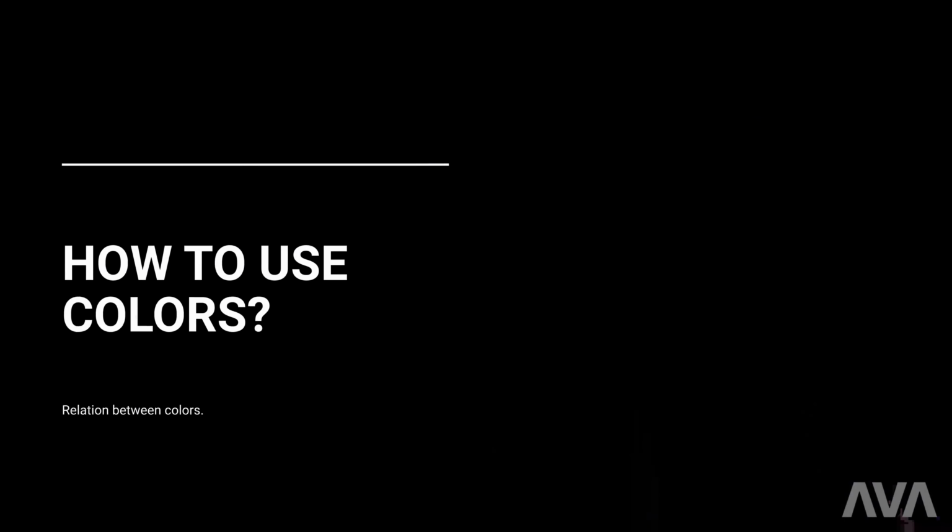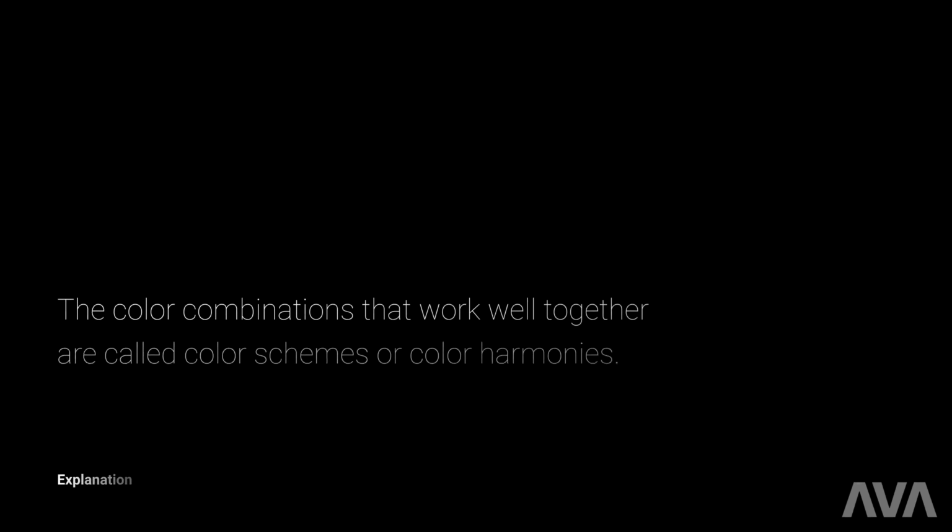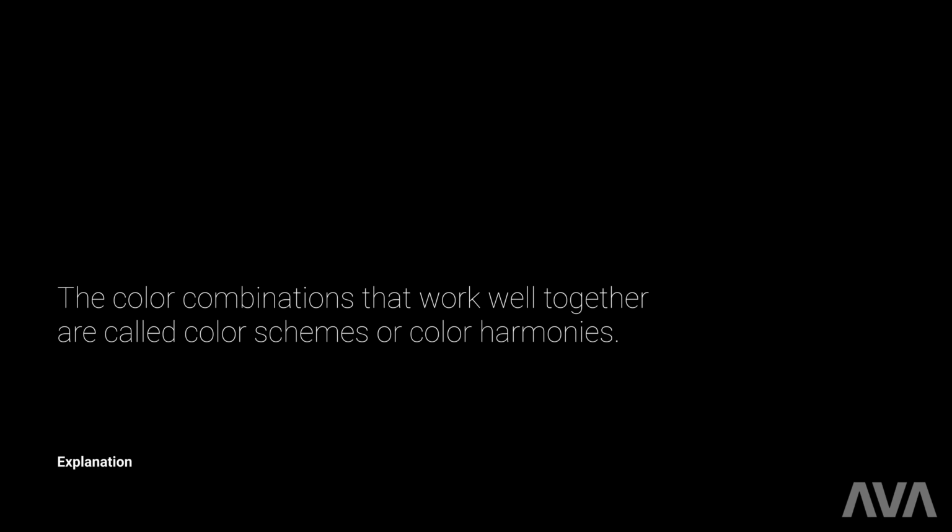The knowledge we got so far about colors comes down to understanding how to use the colors to our advantage in a way that supports our idea. And not only the colors themselves, but also the relation between them remarkably influences our perception. Some of the colors work great together. They give a pleasant visual reaction, while others do quite the opposite. The color combinations that work well together are called color schemes or color harmonies. Let's talk about them and their use.